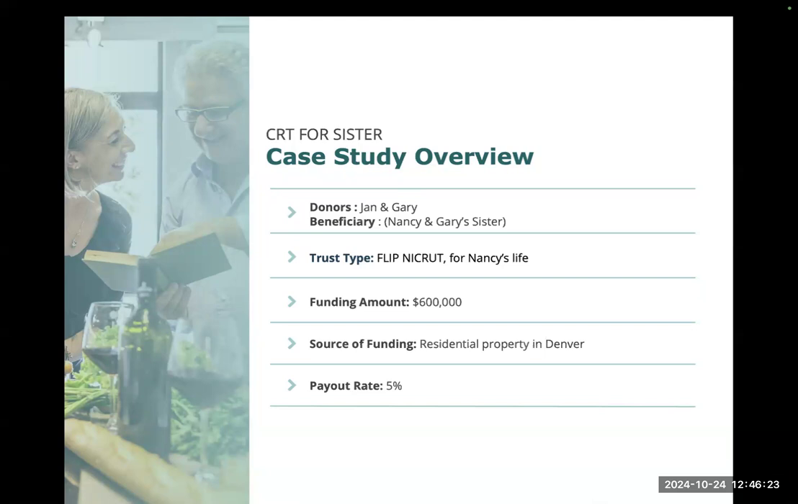And their donors, Jan and Gary. Gary has a sister, Nancy, who had been living in a property in Colorado that Gary purchased many years ago for Nancy. Nancy's had some difficulties in her adult life from health issues, and so they bought that for her to live in. But Nancy's getting older now and really needs to move into assisted living.